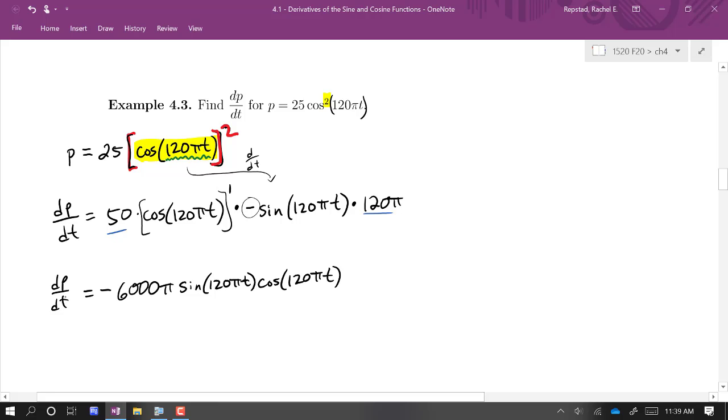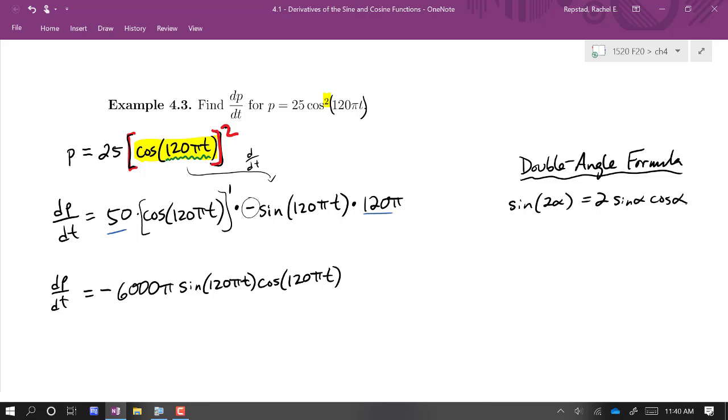In fact, here's a great opportunity to simplify using a trig identity. So the double angle formula for sine. This looks like sine of 2 alpha equals 2 sine alpha cosine alpha. So if I'm looking at an expression where I have a product of sine times cosine and the arguments inside are the same, then we can simplify using this double angle formula.